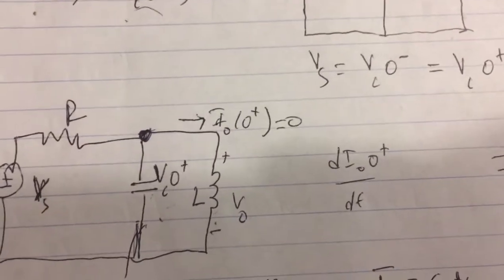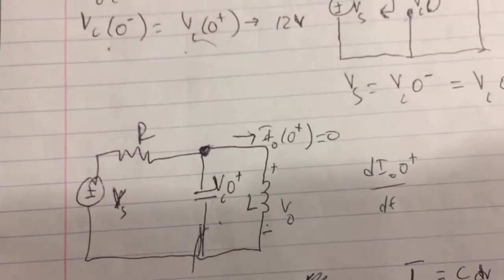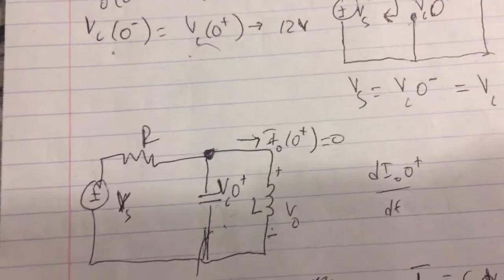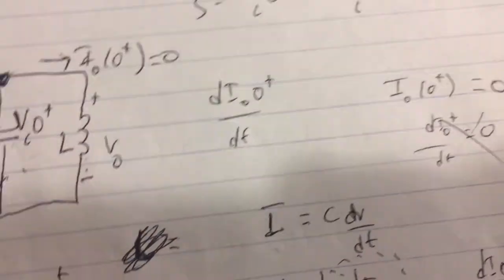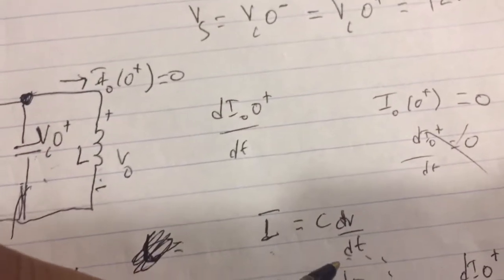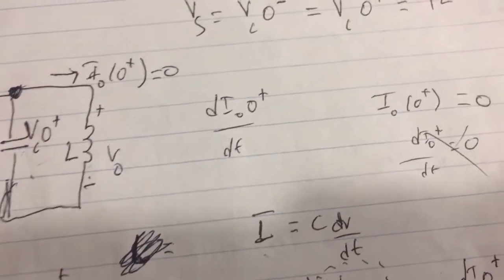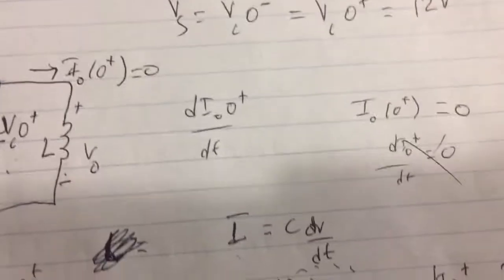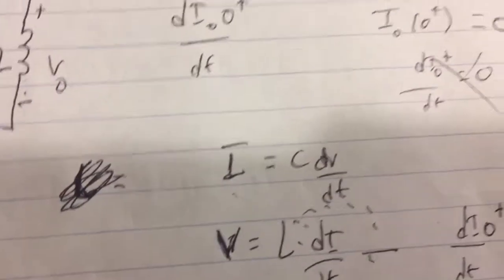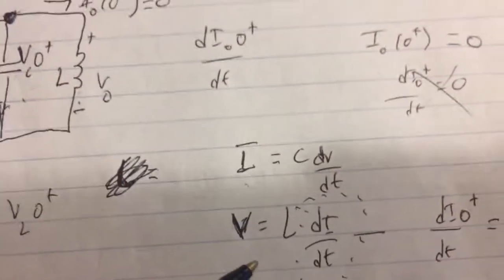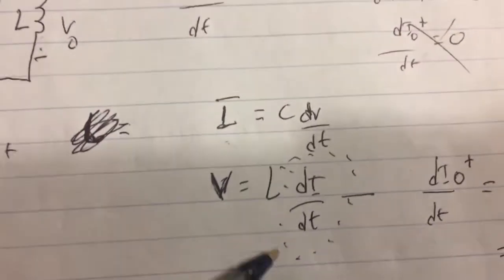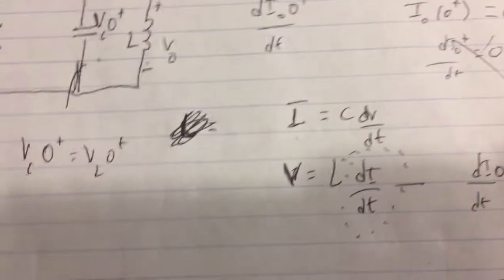So, how are we going to solve for this thing? Well, that's easy enough. First, we know that the current going through a capacitor is equal to C dV/dt. But we don't want dV/dt. What do we need dV/dt for? I don't know. Whatever. Alright. And we know that the voltage in an inductor is L di/dt. Whoa, there's a di/dt there. Let's use that, right? That's what we're looking for. di₀(0+)/dt.